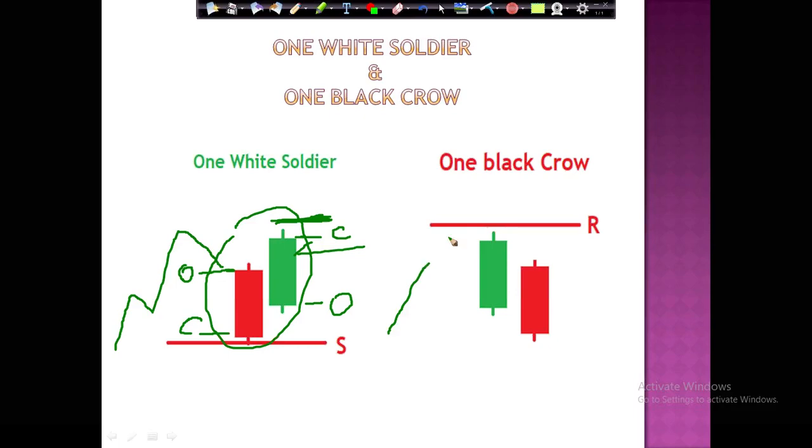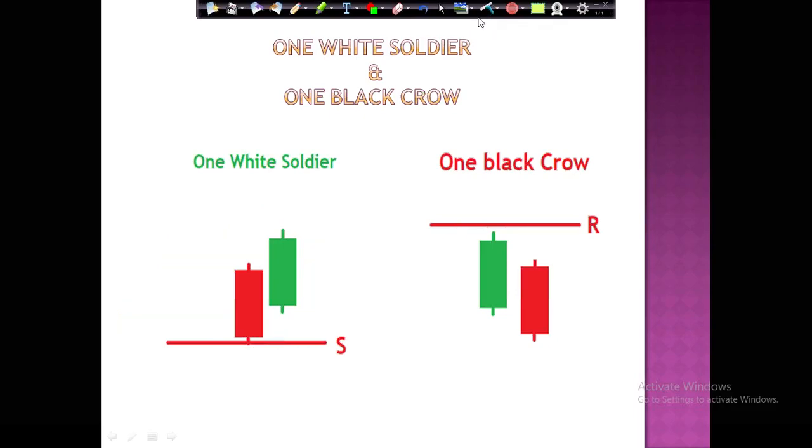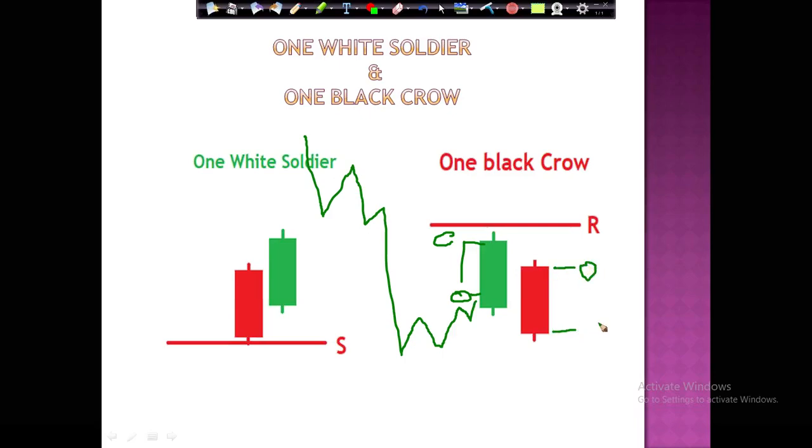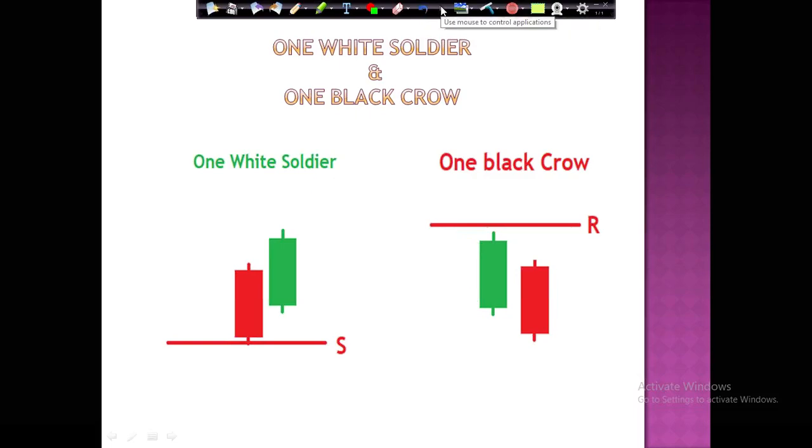Alright, similarly the opposite, in this bearish one, this is called one black crow. Price is running like that, downtrend, and after that they are giving some consolidation. They appear like this: this is open, this is close, then the next candle opens, then it closes. So when this type of candle appears, we are looking for a sell order here. We are looking for a short below this candle. Is it clear?